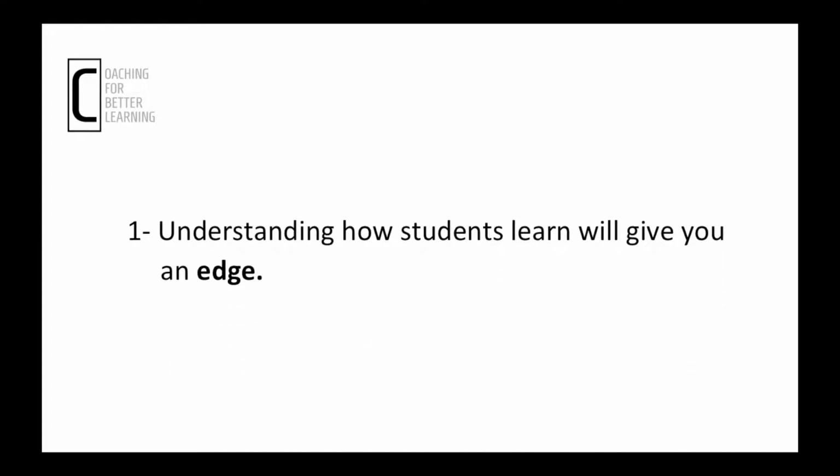Number one is about understanding how people learn. If you understand how people learn, you have an edge in the teaching business. The reason why I'm saying this is because if you know what's happening in the brain when you teach, you will know how to make effective teaching and learning decisions. What does that really mean when I say that you need to know how people learn?